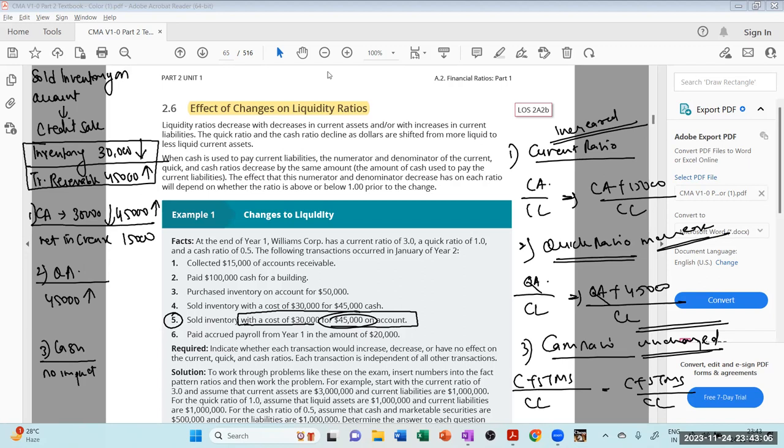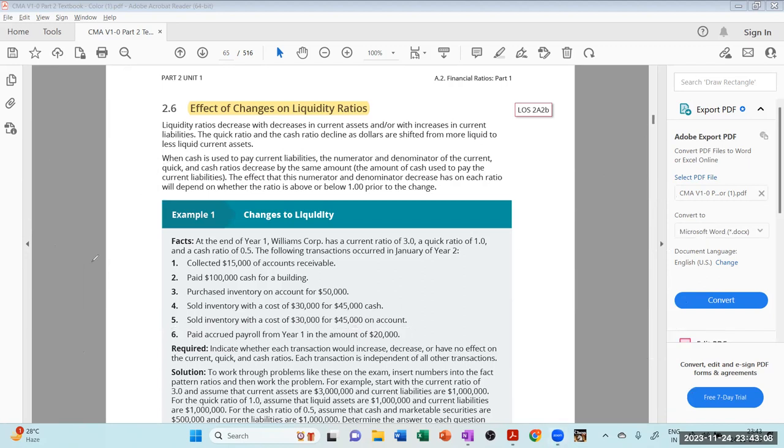Done. Taken? I'll go ahead. Next. Done. Paid an accrued payroll from year one in the amount of how much? 20,000. Can somebody explain me the statement?